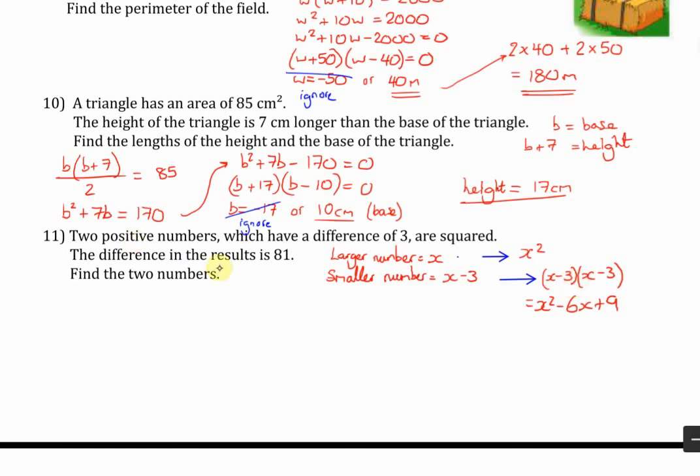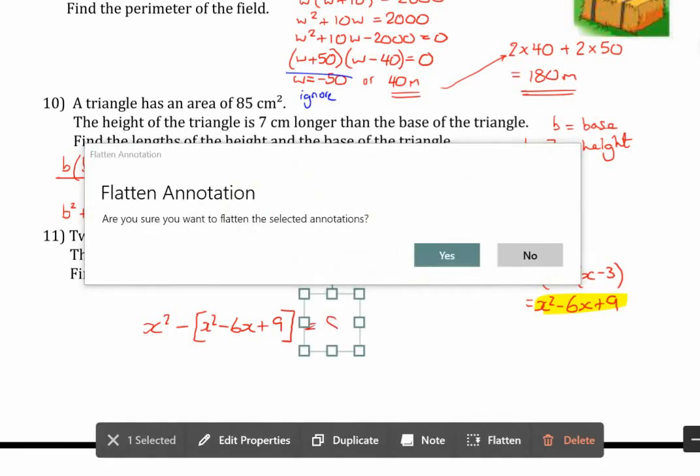Now it says the difference in the results is 81. Now when you square a smaller number, you're going to get a smaller answer, as long as we're not talking about negative numbers here. So x squared minus all of this is going to give us 81. Now when we minus all of that, we've got to be very careful. Just going to keep it in a bracket for now, just so I can write it down as it is. But when we minus everything, let me show you what happens.